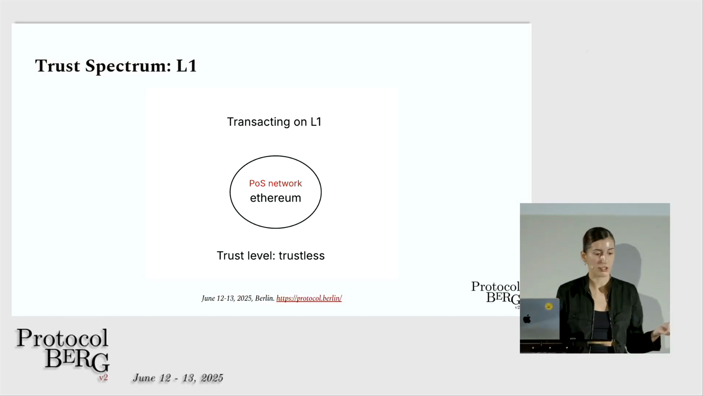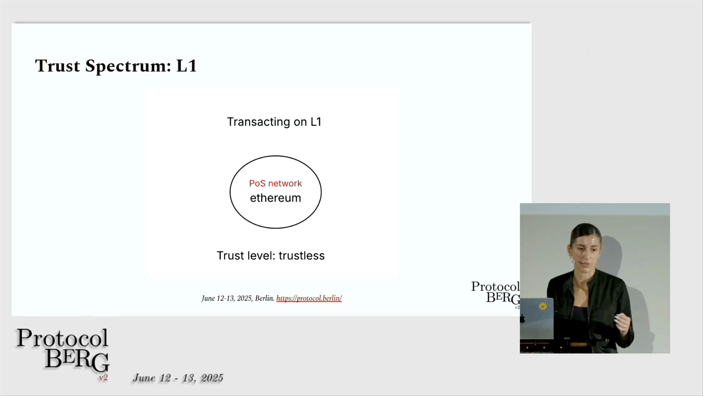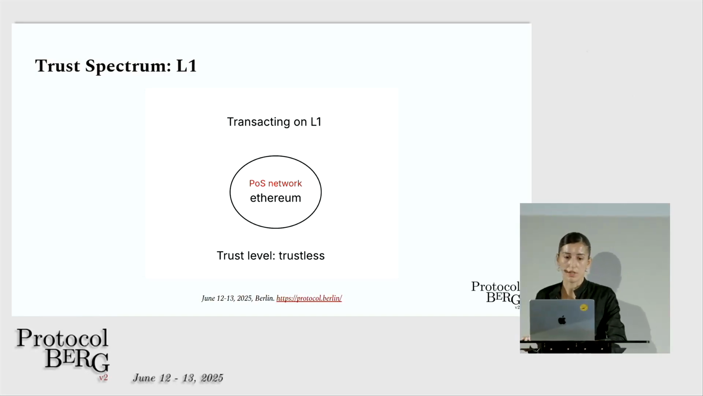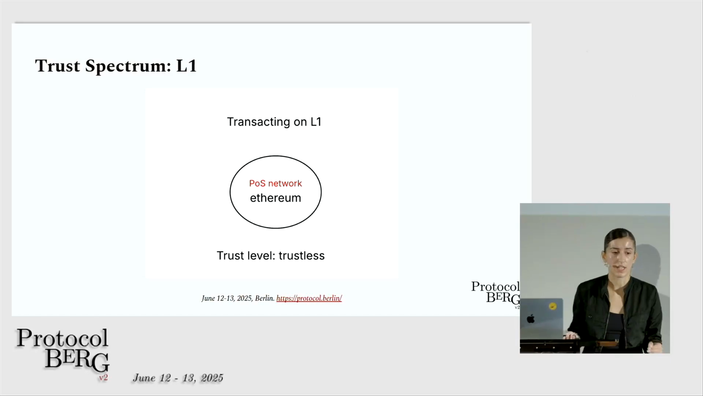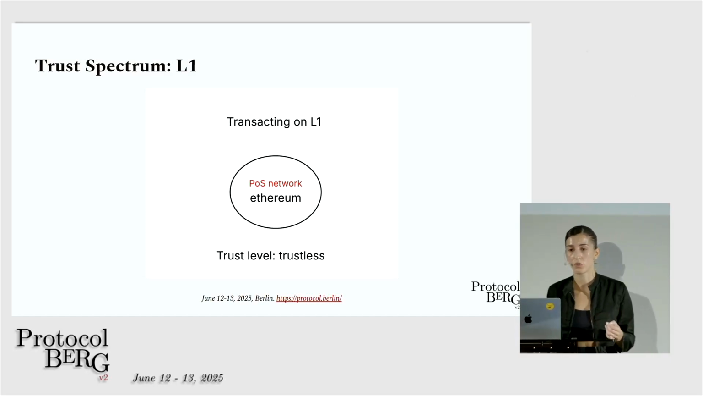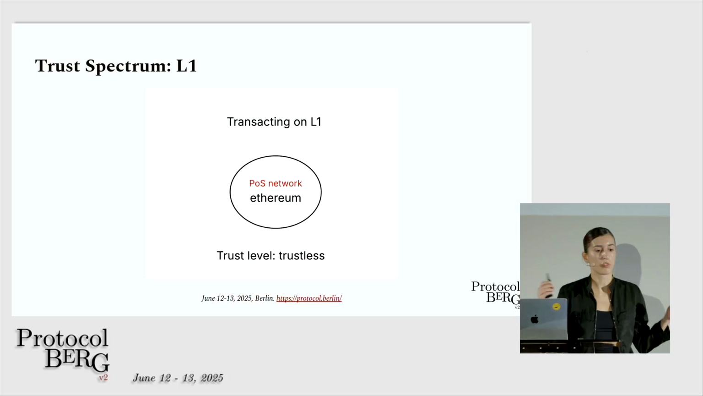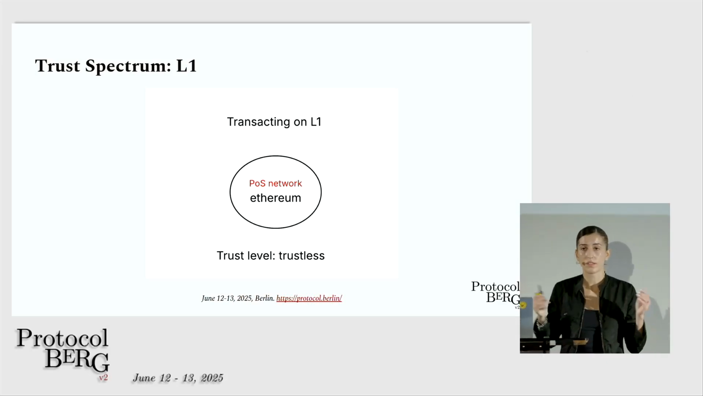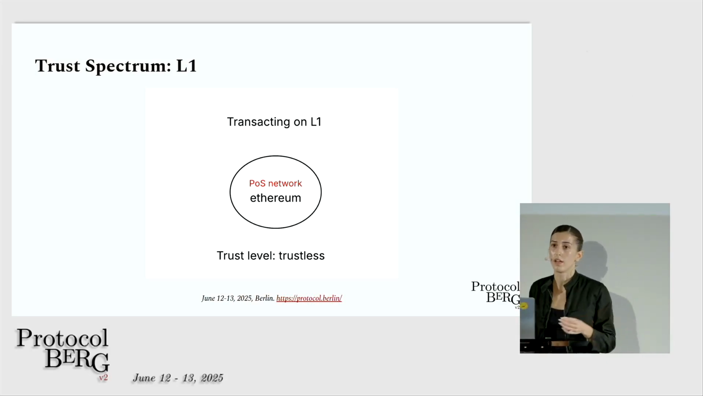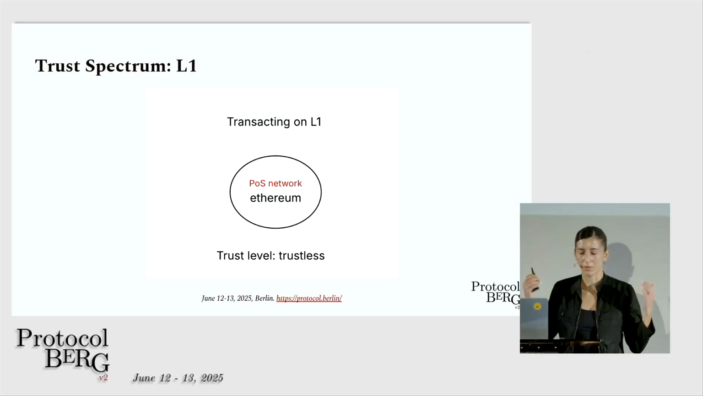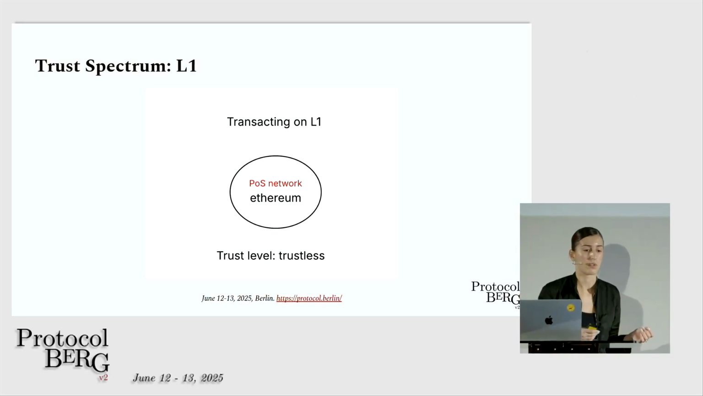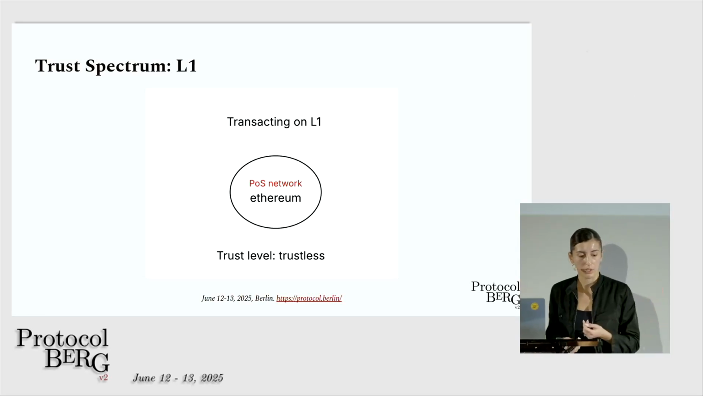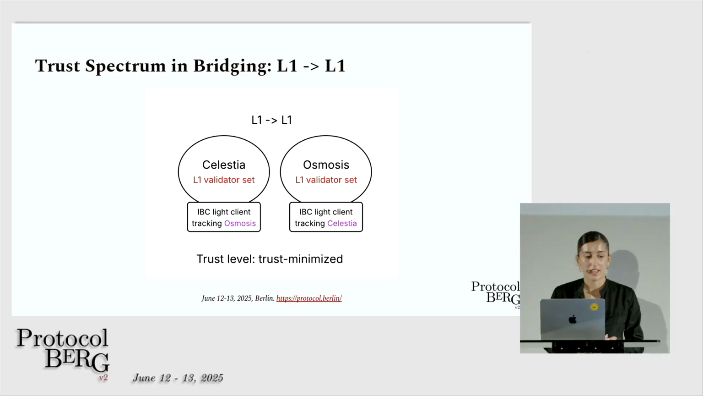Here, we don't have a bridge. Let's just cover a base case where you're transacting on an L1. And transactions here inherit base-level security assumptions, where you have a proof-of-stake network with a presumably large validator set, and the security is tied to economic stake and honest majority assumptions of these validators. So, a pretty known use case. We all know and have done this.